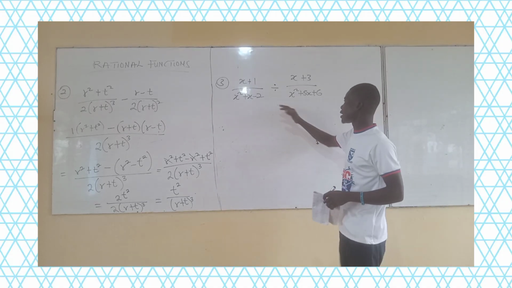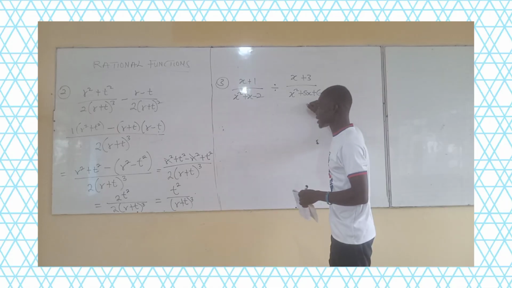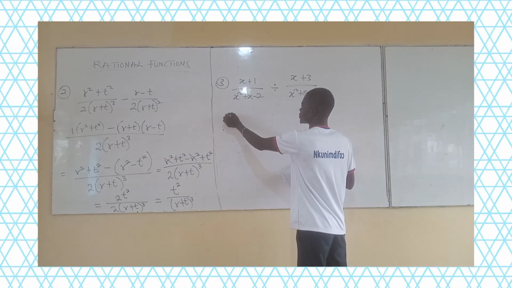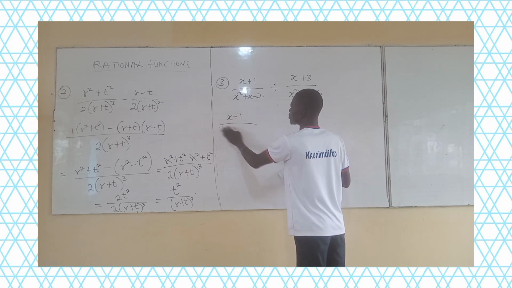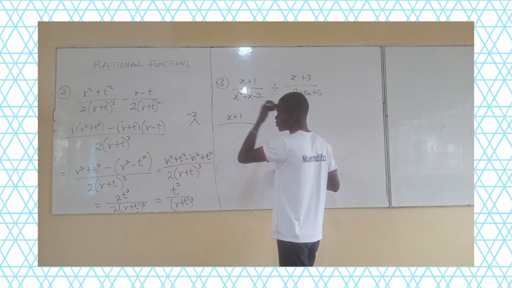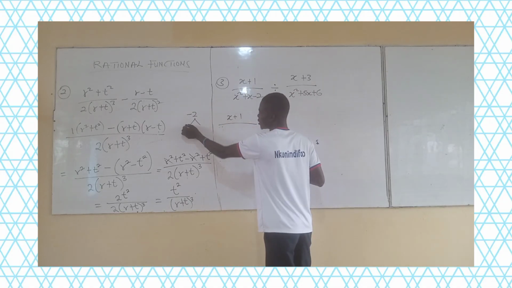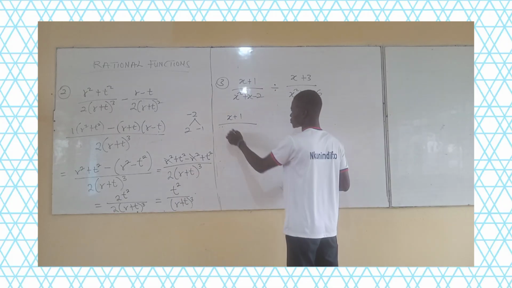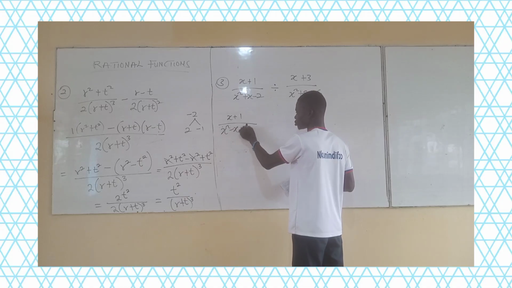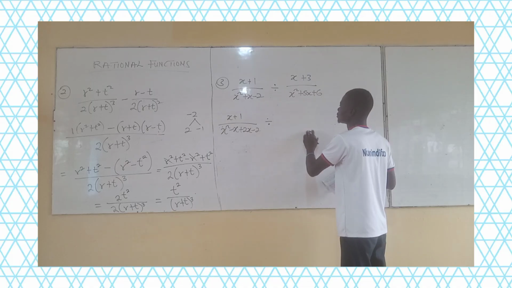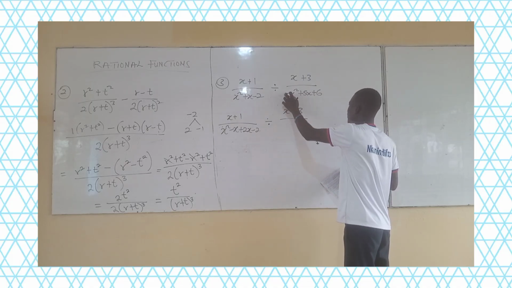So you see this side we have quadratic, this side too we have quadratic. So now let's factorize them. We are factoring the denominators here. So you get x plus 1 all over, negative 2 times 1 here is negative 2. So 2 factors of negative 2 that will add up to positive 1 are 2 and minus 1. So you have x squared minus x plus 2x minus 2, divided by x plus 3 all over, 6 times 1 is 6.